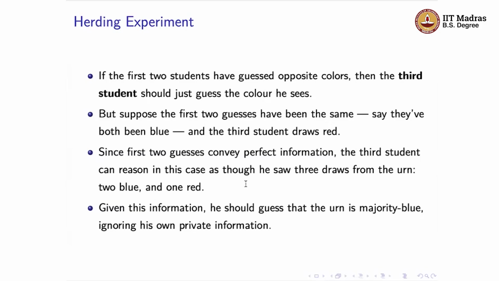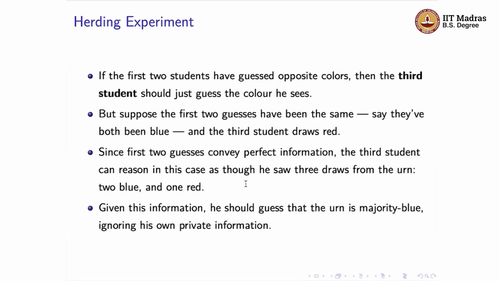Now, typically we are only going to have information about what the students have guessed and not what they have seen. But because of the reasoning we have discussed, we know that for the first two students, the guesses convey perfect information, in the sense that the guesses correspond to exactly what they have actually seen in the first place, right? So in this case, the third student can reason as if, when he draws, it's as if he has seen three draws from the urn, right? The two that were drawn by the first two students, the two blue, and the third one, which he has drawn, the red, right?